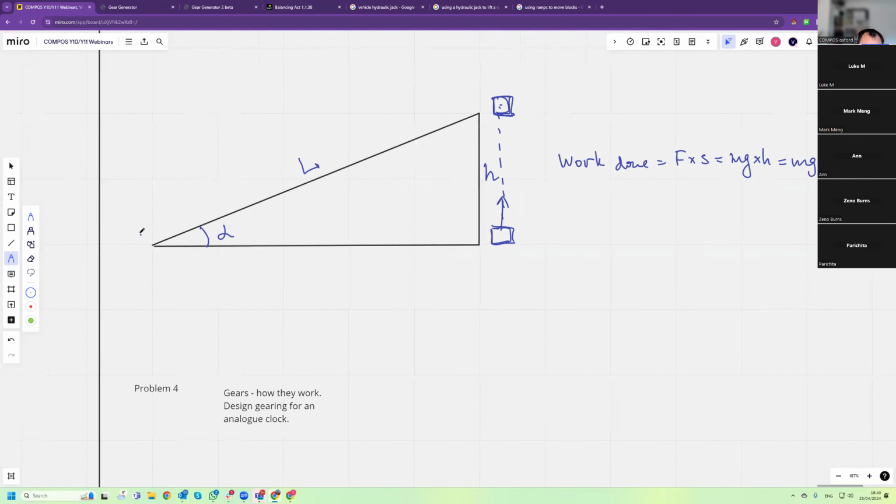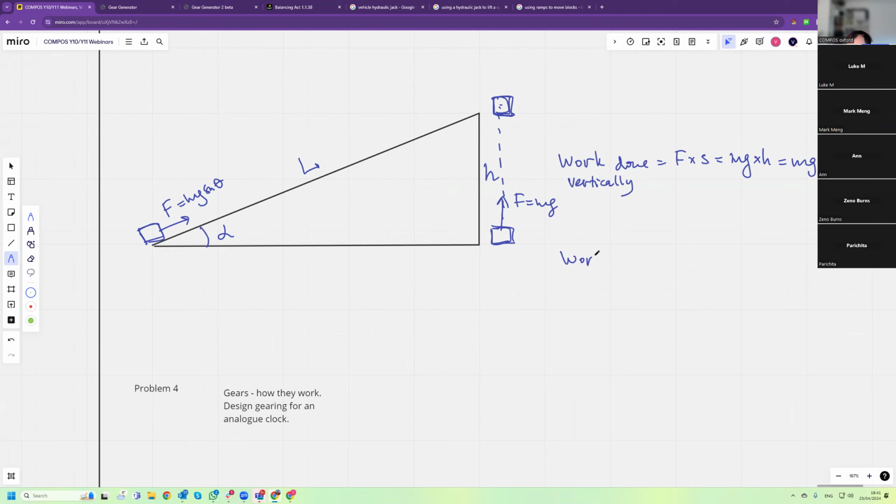But what if you move the block along this line? We already know that the force here is mg. Here, the force is mg sine theta. Work done, so vertically.